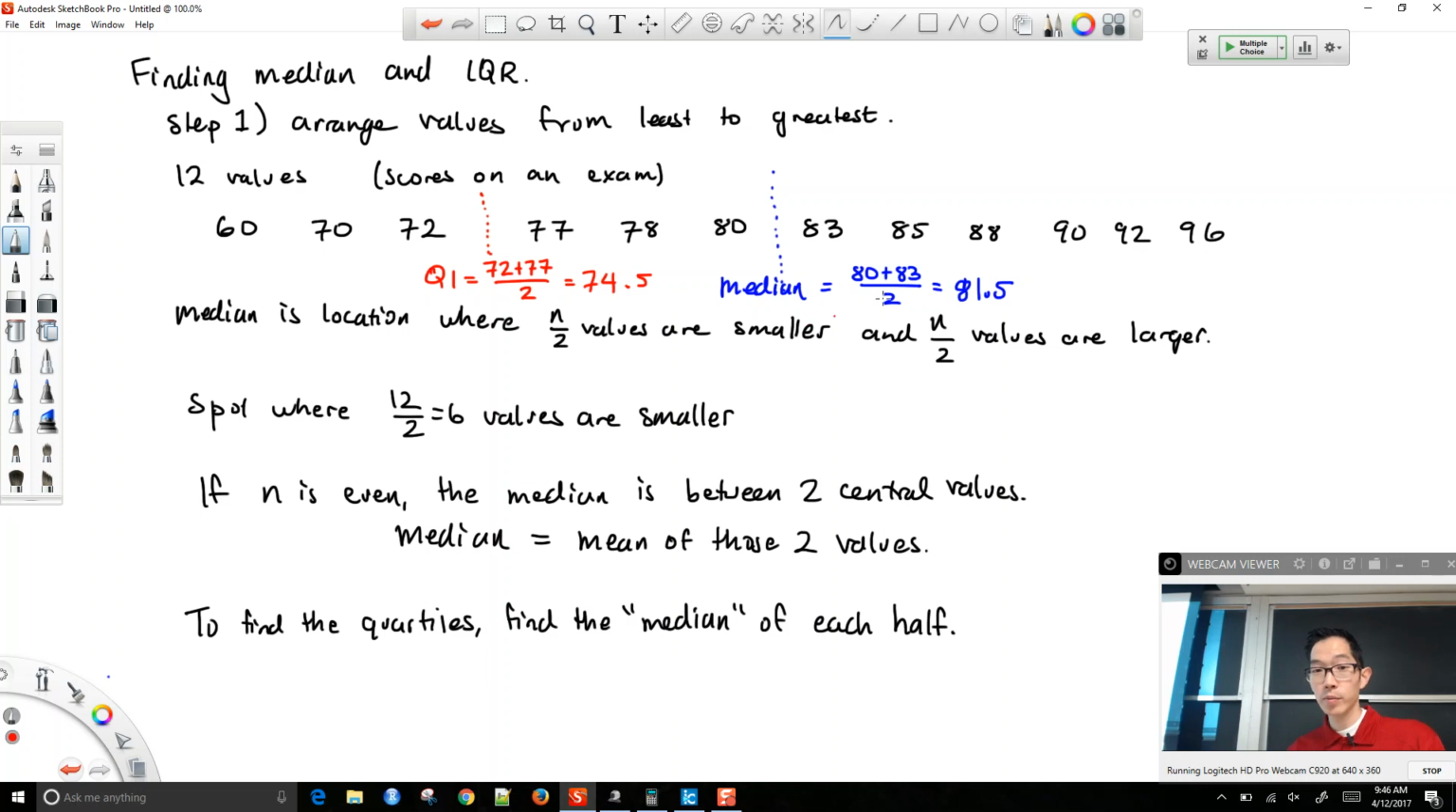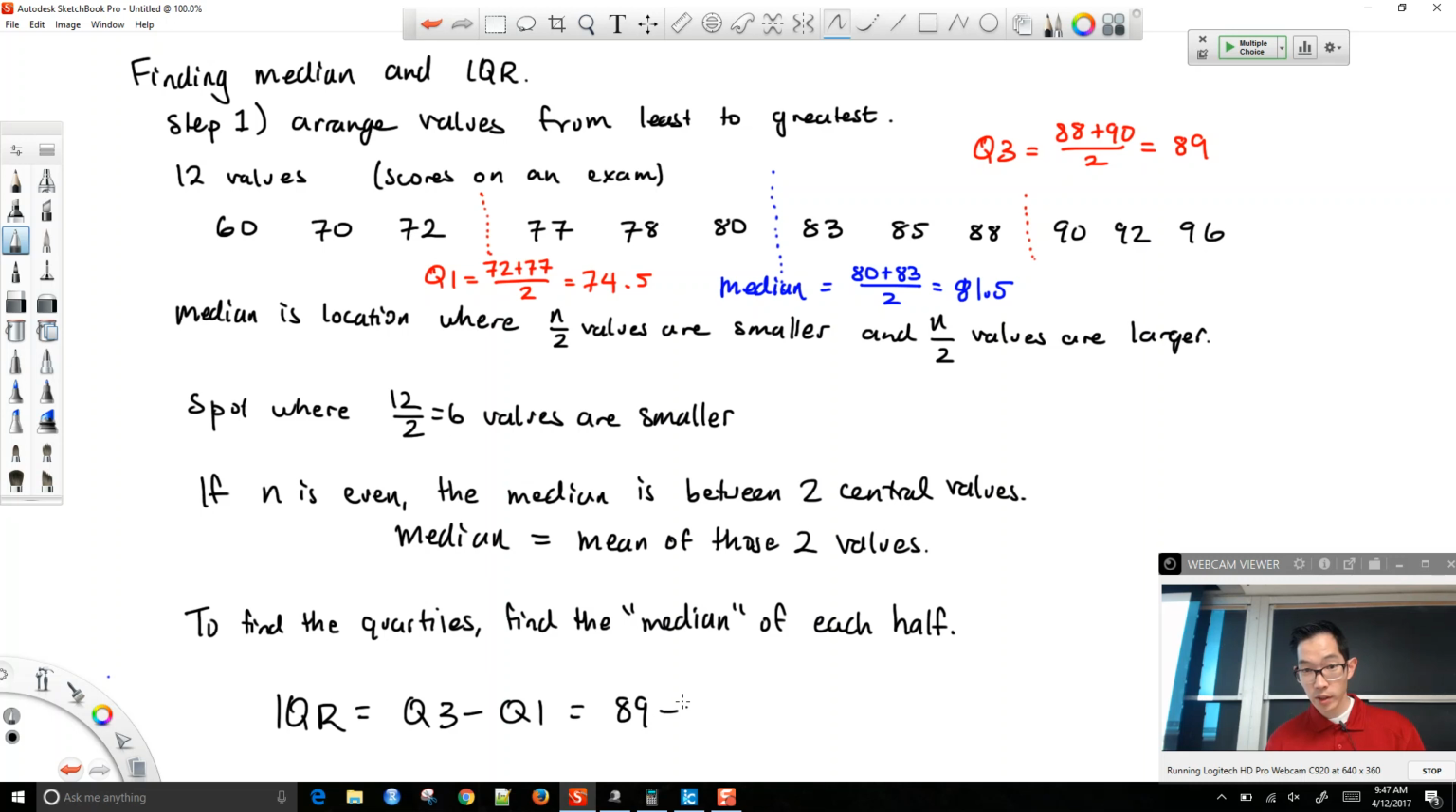I do the same thing up here. I've got 6 values on the upper half. I find the median of those 6 values. And I'll say my Q3 is 88 plus 90 divided by 2. I get a Q3 of 89. All right. Is this okay? Did I do any of this too quickly? We're okay, right? And then our IQR would be Q3 minus Q1, 89 minus 74.5. I get an IQR of 14.5.